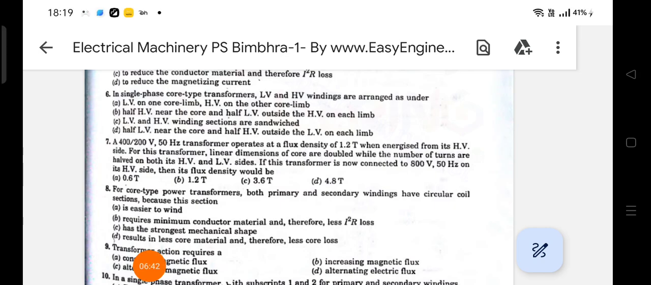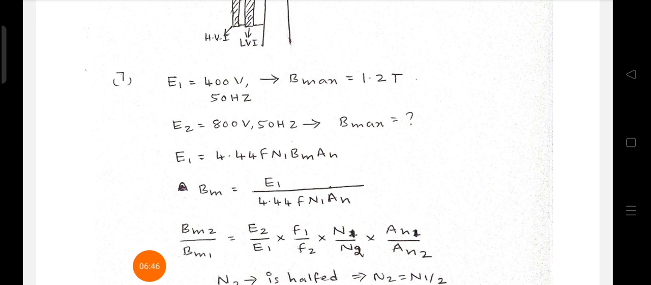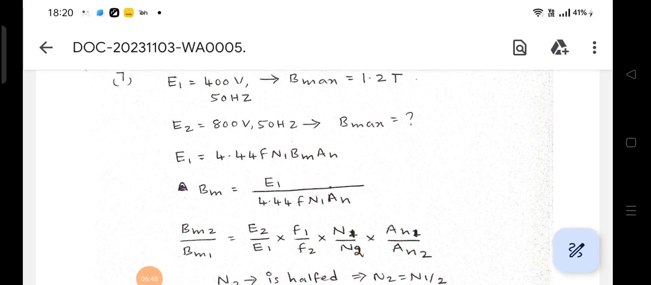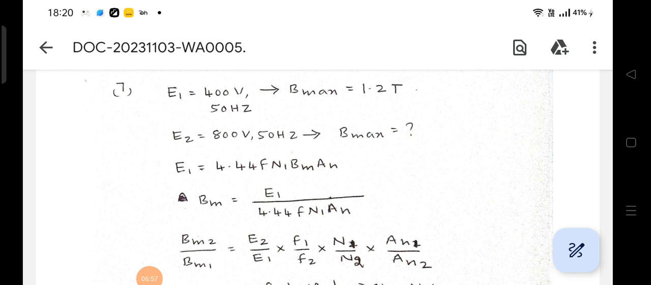Okay, what is the EMF equation of a transformer? Already we know that the EMF equation of a transformer is E1 = 4.44 F N1 Bm An, right? First case, what is given? E1 is equal to 400 volts, operated frequency is 50 Hz. At that point, maximum flux density is 1.2 Tesla.